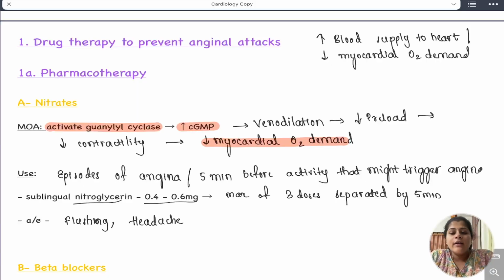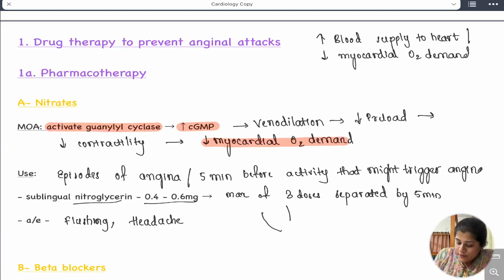Do you remember the other video where we discussed nitrates and how they reduce preload? That was in HOCM. So in HOCM, what happens? The murmur intensity increases with nitrates, right? Nitrates reduce preload. When preload is reduced, what happens? Ventricular filling is reduced.